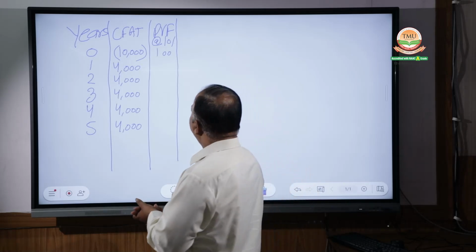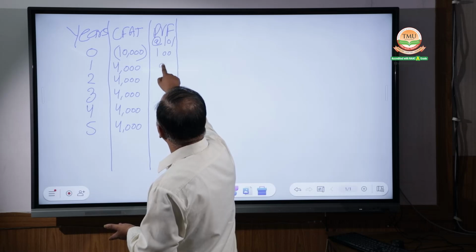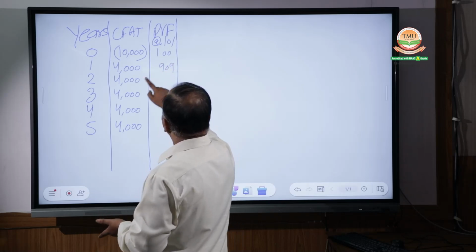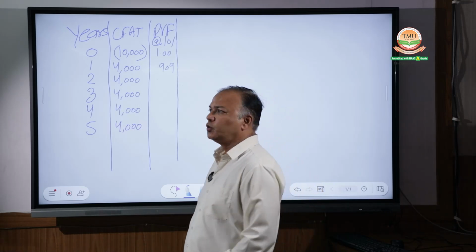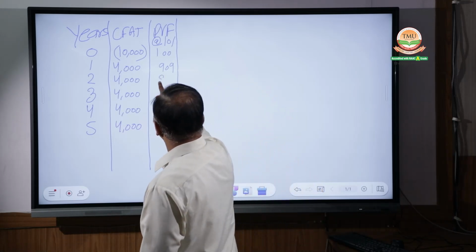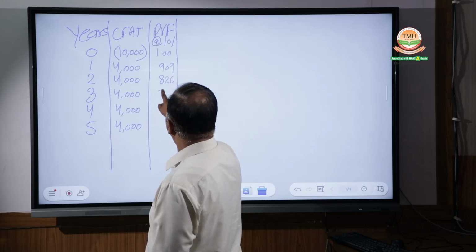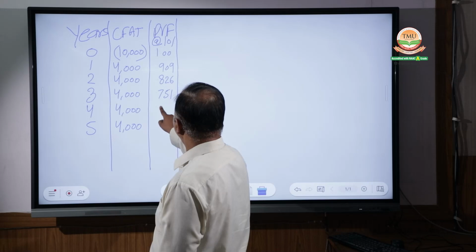Now 100 divided by 110 will be 0.909. In the second year, it will be 0.826. In the third year, it will be 0.751.